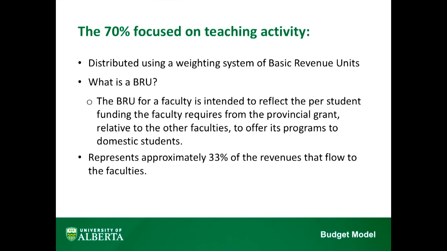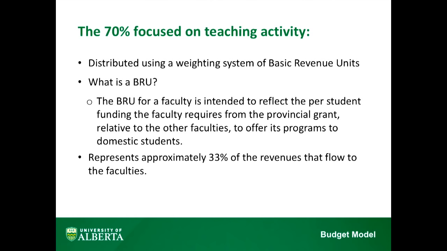So the 70% that's on the teaching is allocated according to a formula approach. One of the coefficients in the formula is something called a basic revenue unit, or BRU. Essentially, this is the amount of money from the provincial grant that is required to deliver the academic programs. Each faculty would have a different BRU because their cost of delivering their programs is different.